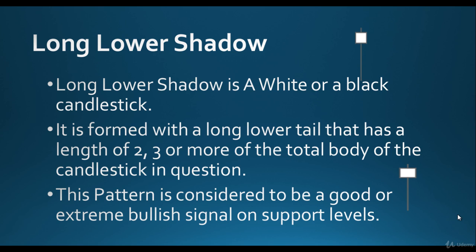Now why do I say that? Because of the tail. The tail shows that it had fallen so much on the day that people were afraid. It was a big red candle. But then someone came up and bought all the sellers. So it formed a tail and the price closed at the top or near the open. So it shows you that all the selling was absorbed and at the end of the day it closed near the open. It was a small body, whereas the tail is 2 or 3 times the body.